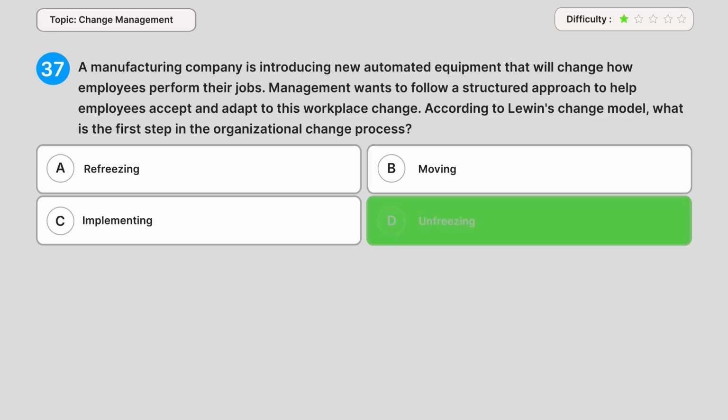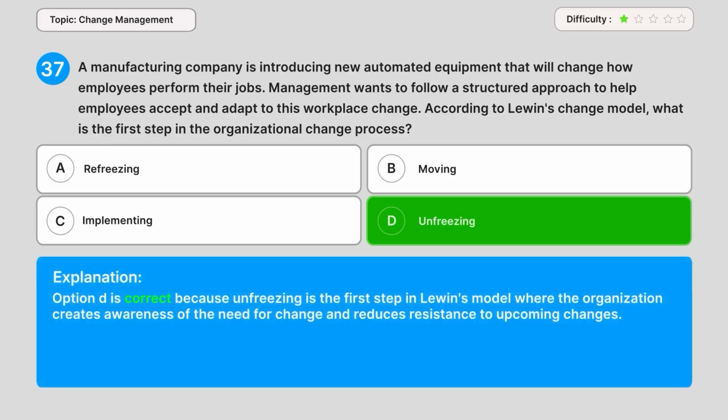Correct answer. D. Unfreezing. Explanation. Option D is correct because unfreezing is the first step in Lewin's model, where the organisation creates awareness of the need for change and reduces resistance to upcoming changes.